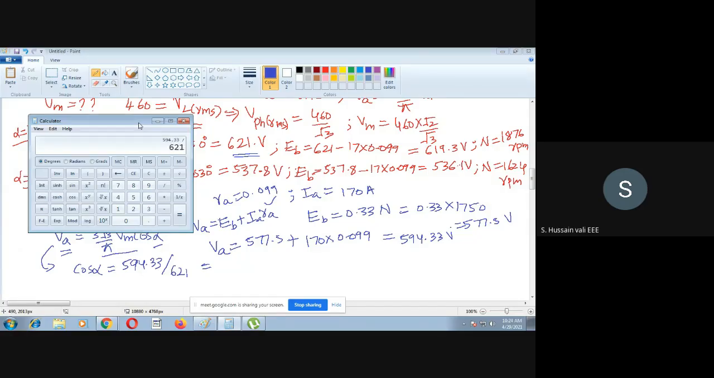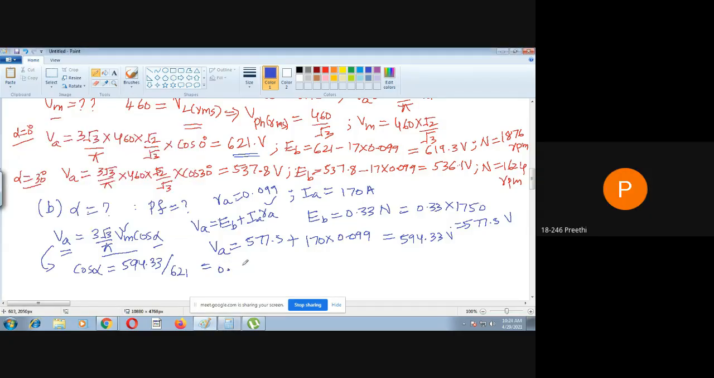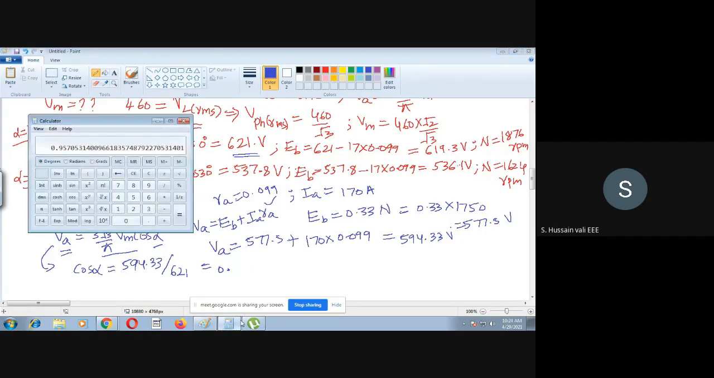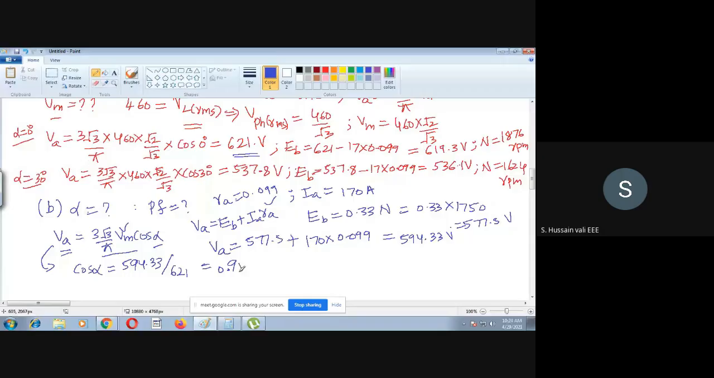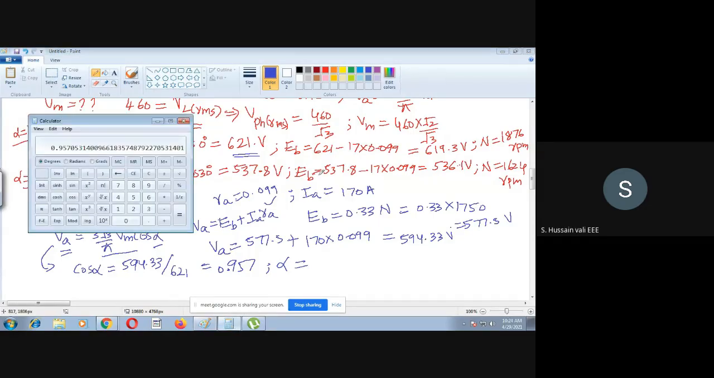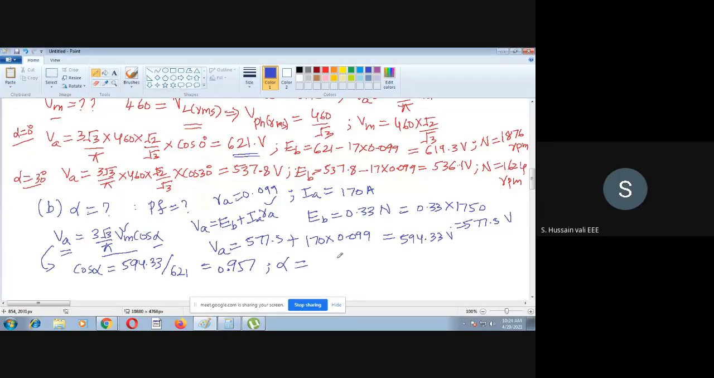594.33 divided by 621 gives 0.957. So power factor is, not power factor. Don't get confused. This angle is the firing angle, not the power factor angle. I'm sorry. So you got 0.957. If you got 0.957, what is alpha? What is the firing angle now? Cos inverse of 0.957, that is 16.85. So the firing angle is 16.85. This is alpha. That's it.